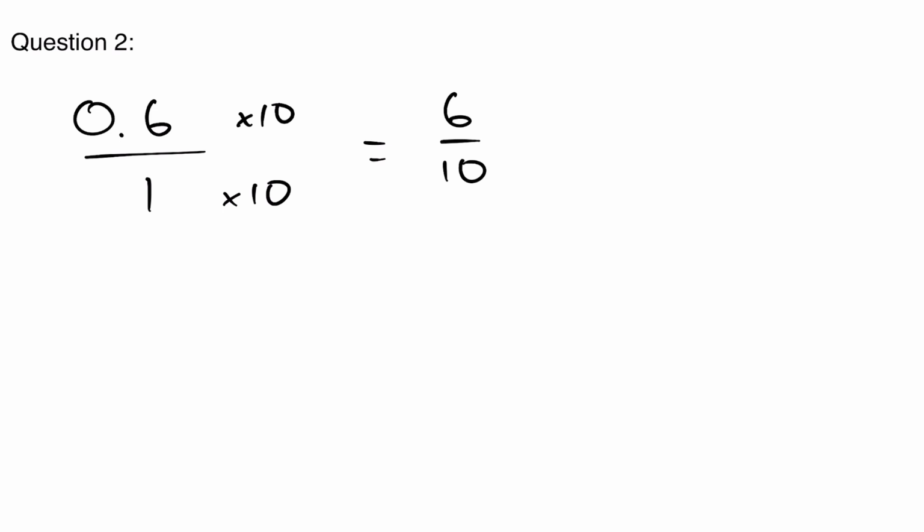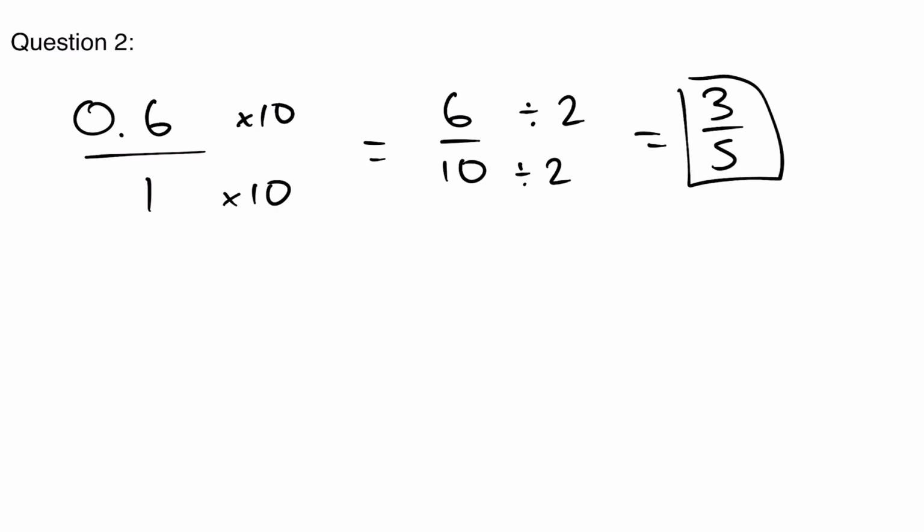And so now we need to simplify this. We need to divide it by the greatest common factor. And the greatest common factor in this case is 2. So 6 divided by 2, and then 10 divided by 2, and that's going to give us 3 over 5. And so that's our answer. 0.6 converted to a fraction is 3 over 5.